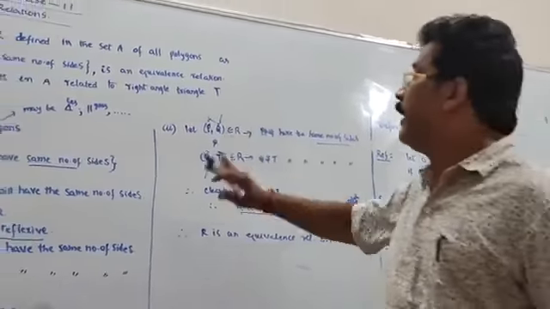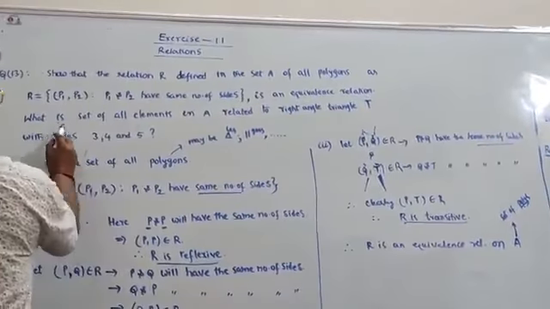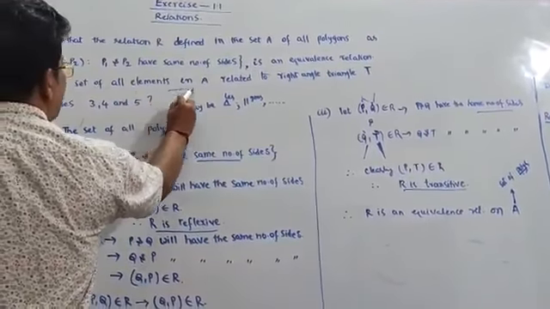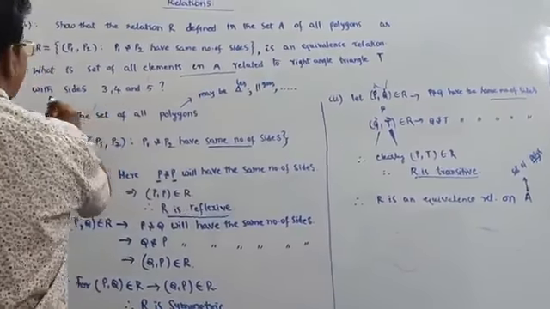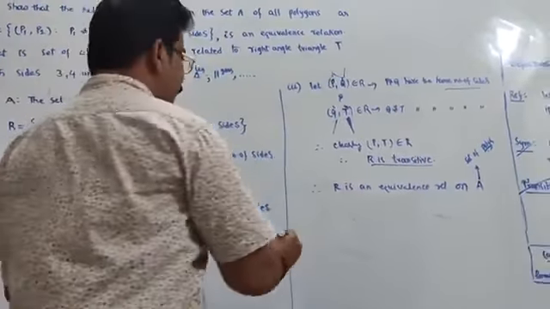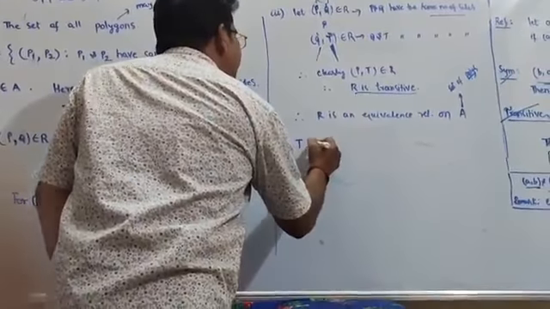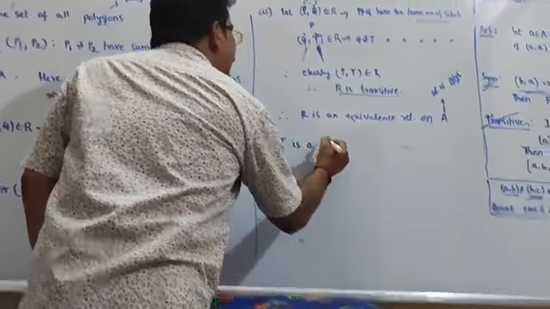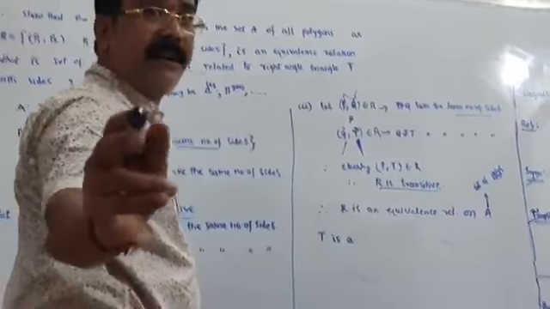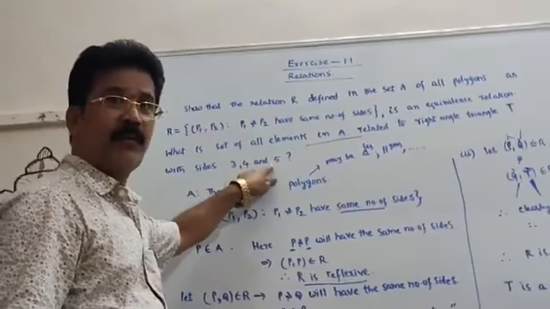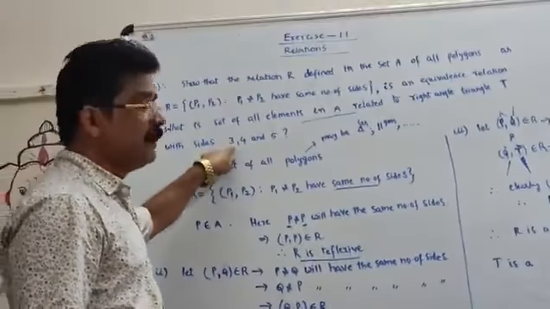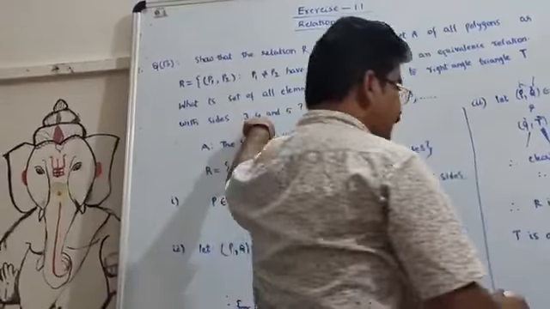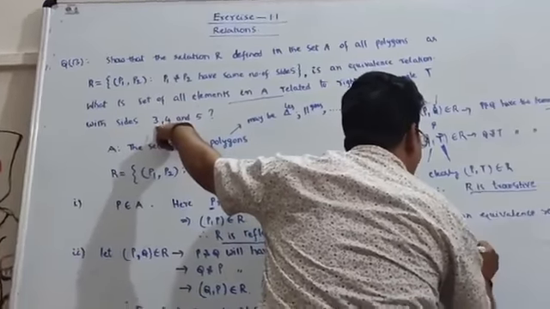Okay. Next, another part is there. What is the set of all elements in capital A related to the right angle triangle T with sides 3, 4, 5? Okay, one minute. Capital T is in A. According to the given data, the sides are 3, 4, 5. We are very familiar with these numbers. These are the Pythagoras sets.